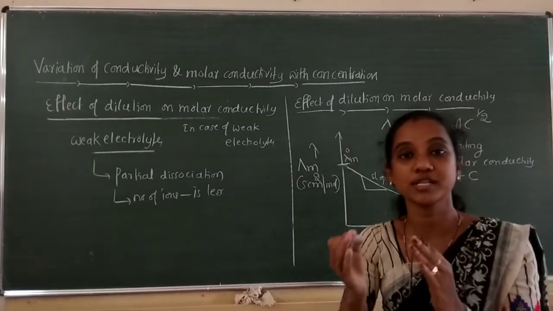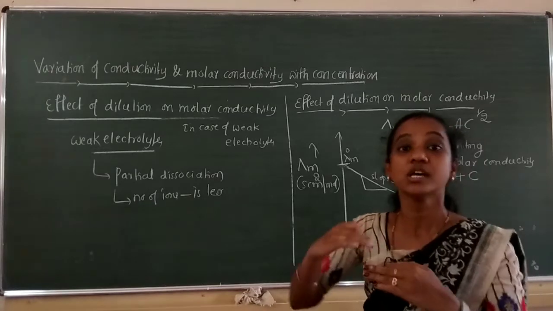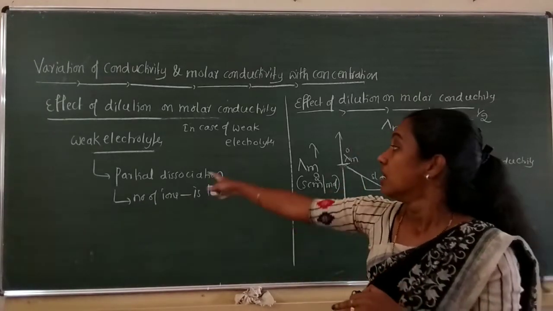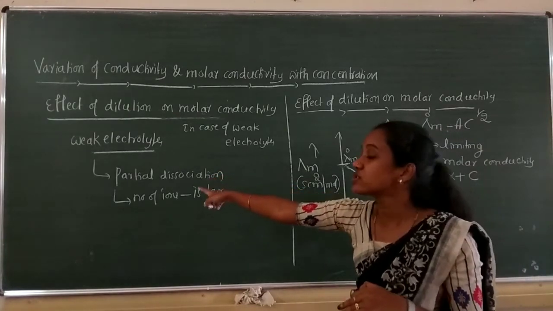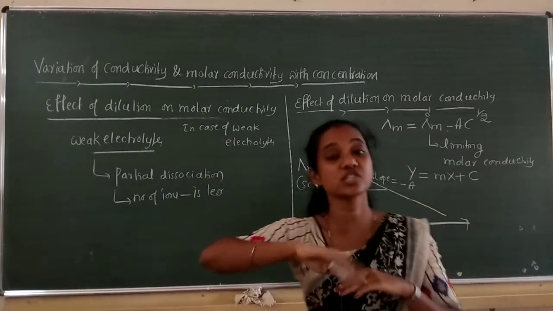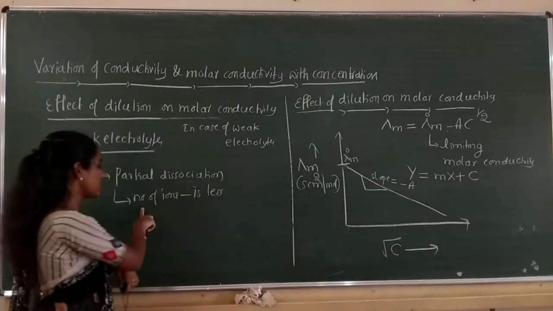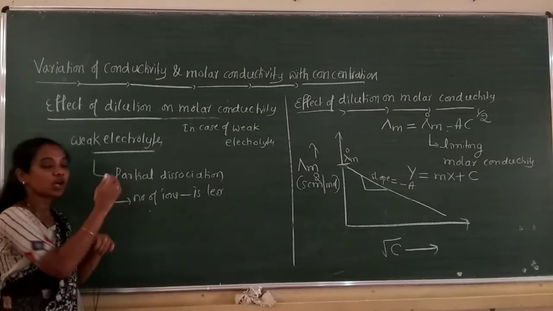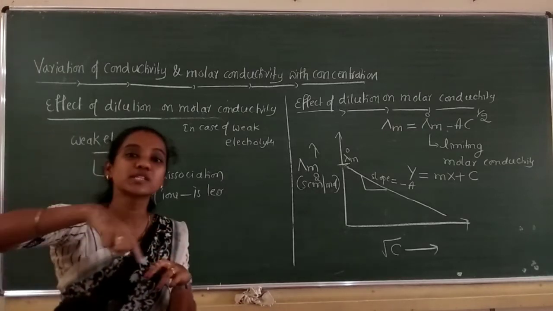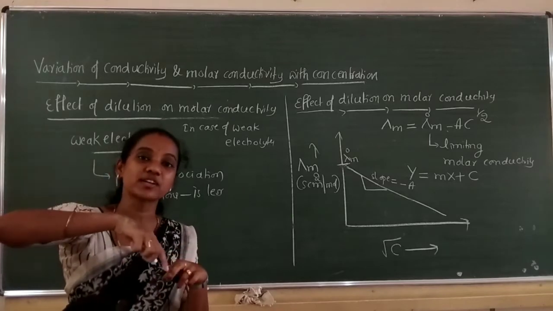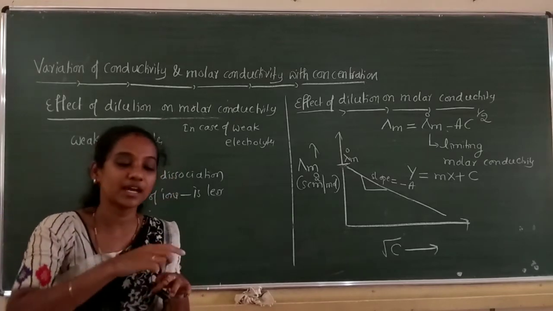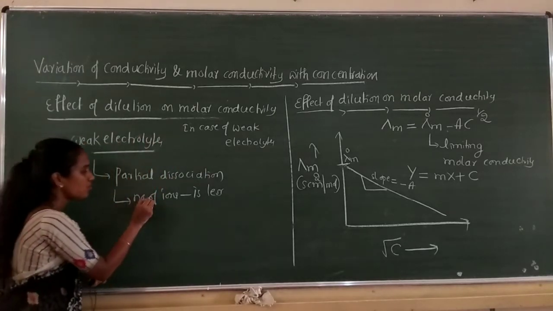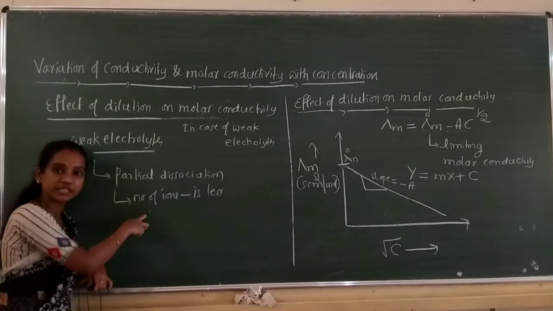Decreasing the concentration of the solution means diluting the solution. So, as the solution is diluted, the dissociation increases, so the number of ions produced also increases. As we decrease the concentration, the interaction between the ions breaks, and the ions move far apart. So the volume of the solution increases.